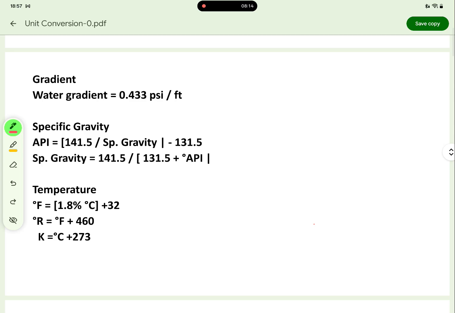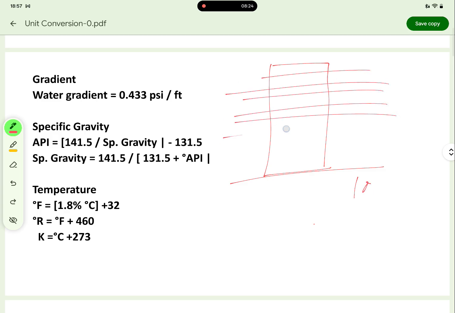To understand this, let's suppose we have drawn a cubical box having a height of 10 feet. We are assuming that each line divides this box into 1 foot. There is a 0 feet height, 1 feet, 2 feet, 3 feet, 4, 5, 6, 7, 8, 9, 10. This is exactly 10, right?